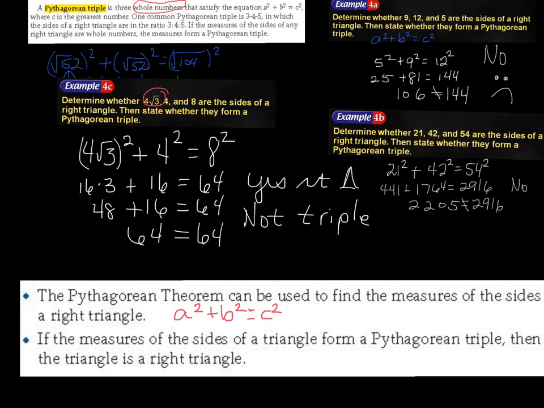So what they meant to say was, if a squared plus b squared equals c squared, whether or not it's a triple, then it's a right triangle. Wah, wah, wah.